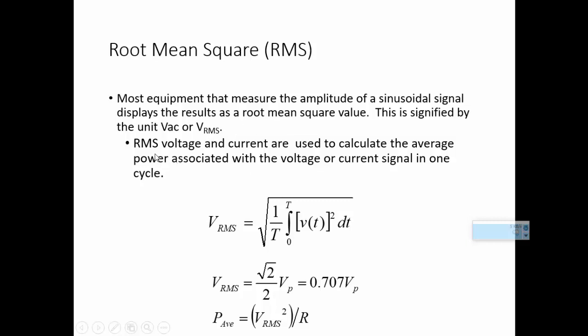And what is this root mean square value? The RMS voltage and current are used to calculate the average power associated with the voltage or current signal in one cycle. If you look at how we calculate the Vrms, that's the formula right there, which is the square root of one over the period of a given signal, then you square it and you get that. So the Vrms can also be expressed as the square root of 2 divided by 2 times the amplitude value Vm, or Vm over the square root of 2, and that actually gives you about 0.707 of the amplitude, and we can use this to calculate the power using Vrms squared divided by R.